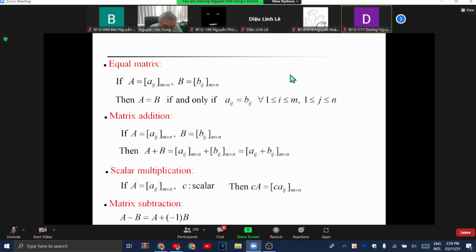With that, we can define the matrix subtraction, phép trừ các ma trận. A minus B equals A plus minus 1 multiplied by B. So that is another operation for matrices, and it's very easy.